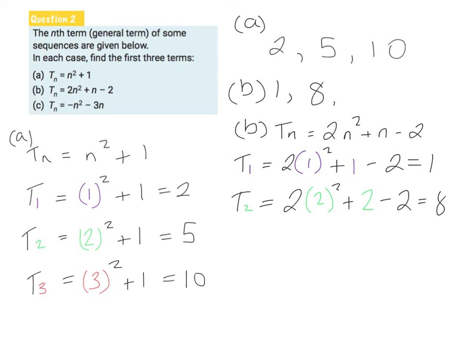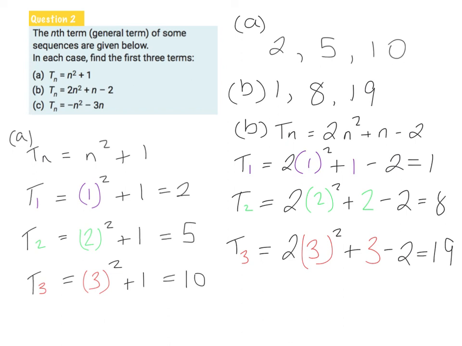And let's find t of 3. T of 3 is equal to 2 times 3 squared plus 3, and then simply minus 2. Well, what does that equal to? Well, 3 3s are 9. Times 2 is 18. Plus 3 is 21. Take away 2 is 19. So our third term is 19. With that in mind now, see if you got the correct answer for C.